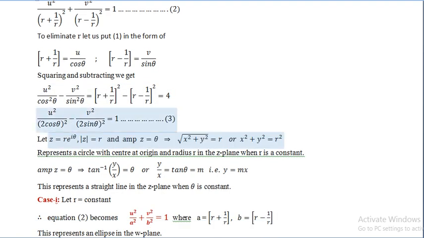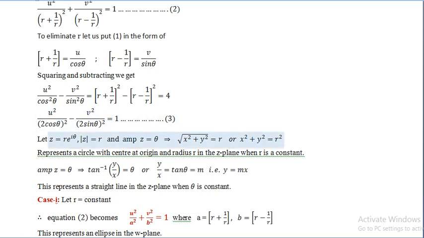Now divide both sides by 4, so it becomes u²/(4 cos²θ) - v²/(4 sin²θ) = 1. 4 can be denoted as 2², so this is u²/(2 cos θ)² - v²/(2 sin θ)² = 1. After dividing by 4 on both sides, we get equation number 3.